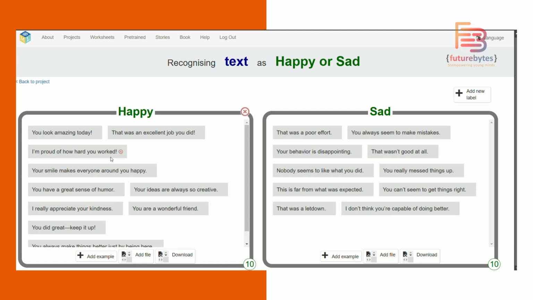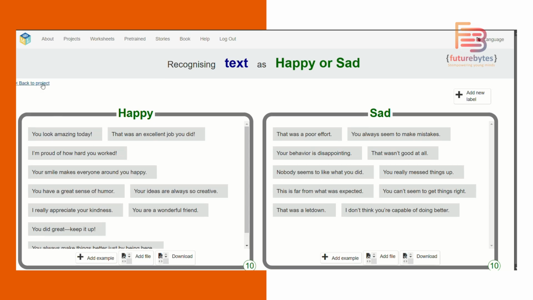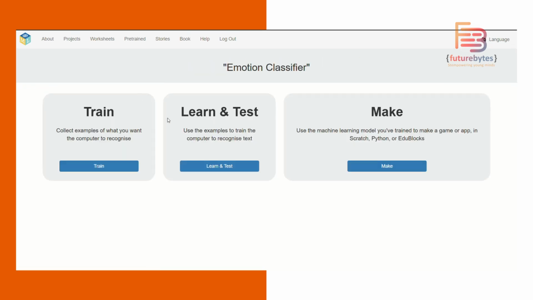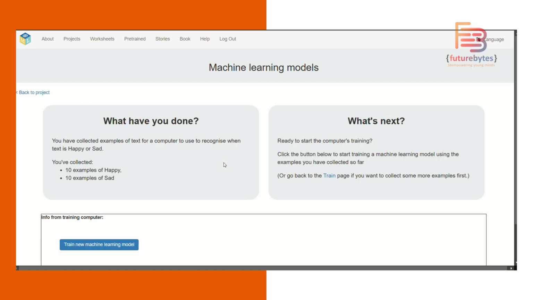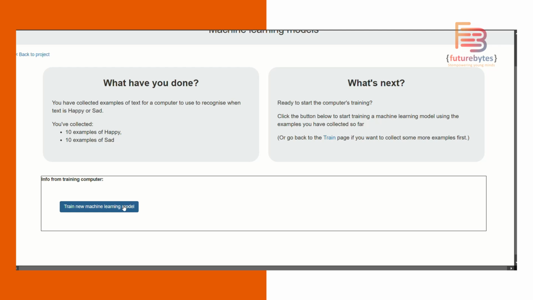So now let's go back to the project and train and test our model. Learn and test helps you to train your model here. So let's go for that. Okay, so here you can see that the train new machine learning model option is there, and it lists that you have collected 10 examples of happy and 10 examples of sad. So now let's click train new machine learning model.